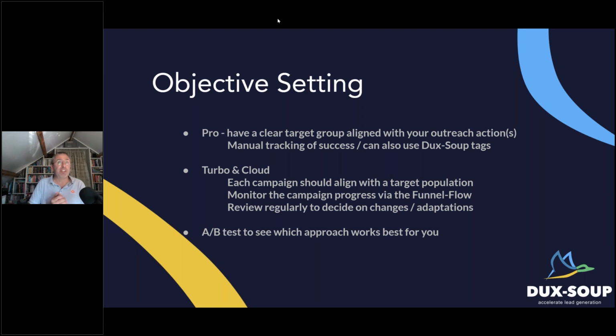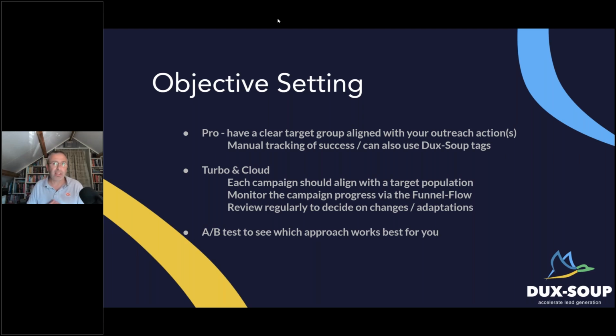So you've got to monitor the size of your network if you're a Pro user, and you want to be monitoring, of course, your mailbox. Now with the Cloud and the Turbo versions, you have access to what we call the funnel. The funnel gives you your progress of your campaigns as they're running. And because you can build as many different campaigns as you like in Turbo and Cloud, you can really easily set up an A/B test and see what works the best.